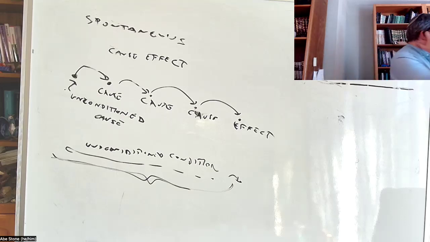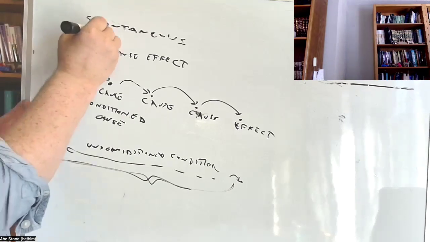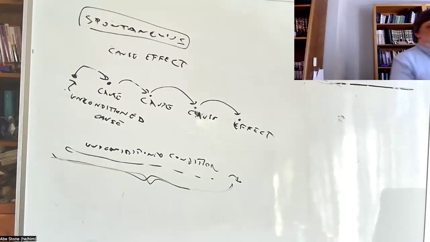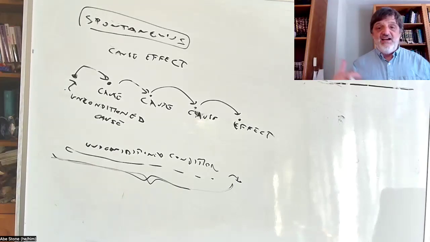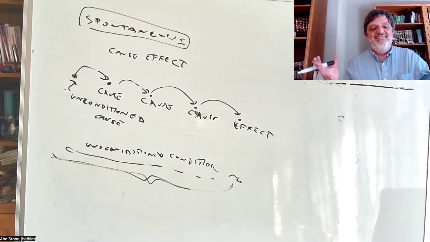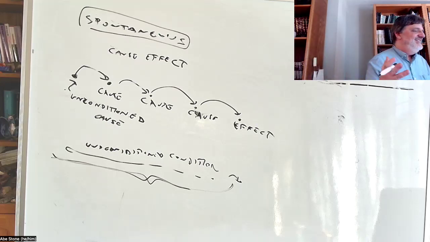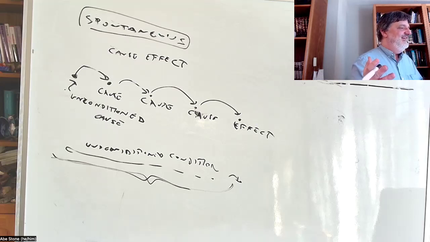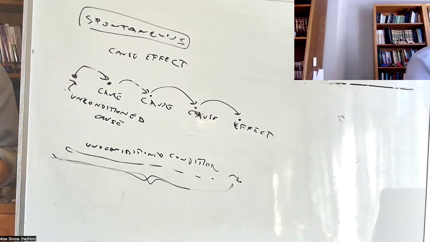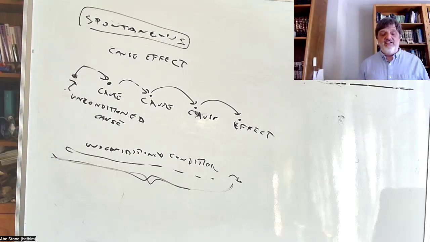Maybe I shouldn't say spontaneous. I guess spontaneous means something slightly different, but it's supposed to follow from this. Spontaneous means that it wasn't determined to act by something else. Therefore, it acted on its own. I don't know if those are the same thing or slightly different. It doesn't matter. Anyway, this is a cause that acts on its own without anything else determining it to act.